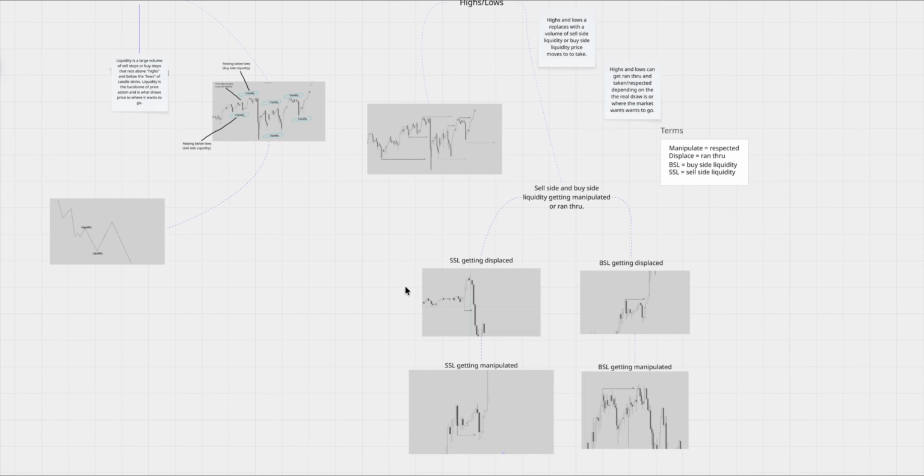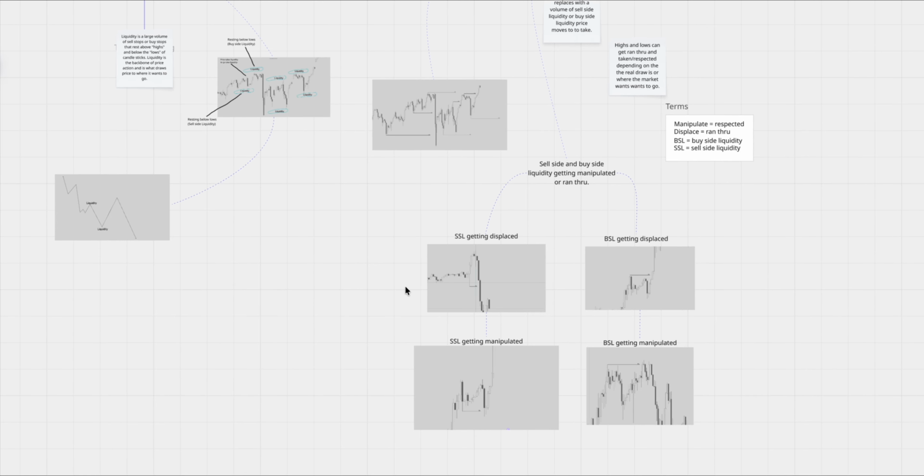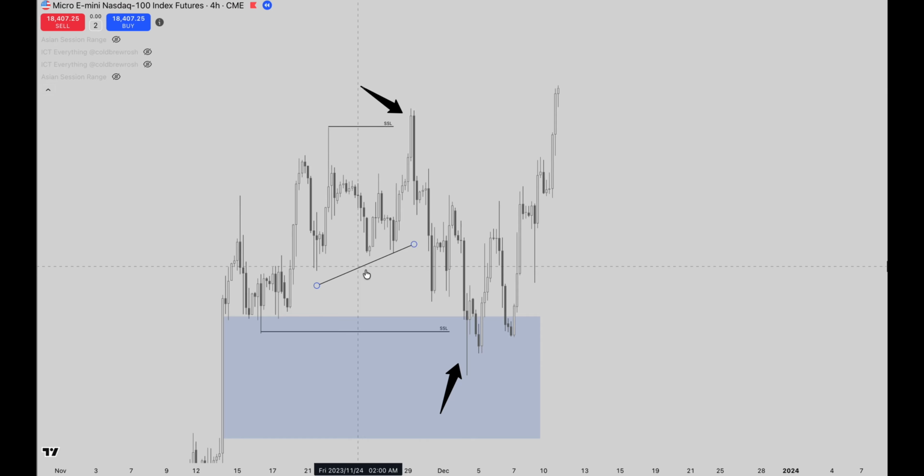That's pretty much all you need to understand about this. Now I'm going to go into some examples in the chart, and we're going to break it down step by step.